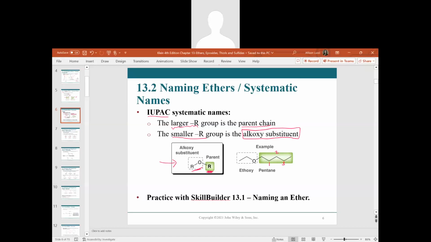Actually, if we start on the correct carbon, we would see that it's 5 carbons in length. So this parent would be a pentane, and then we would name this portion here, this 2-carbon connected to an oxygen, as an ethoxy substituent. So we would actually name this as ethoxypentane.